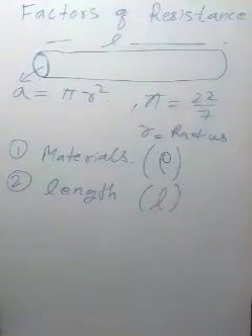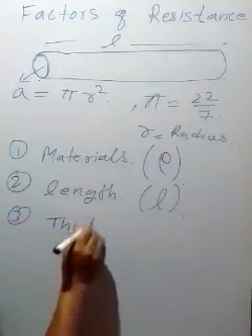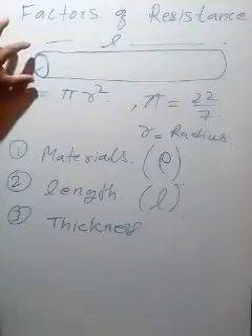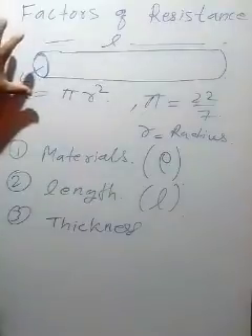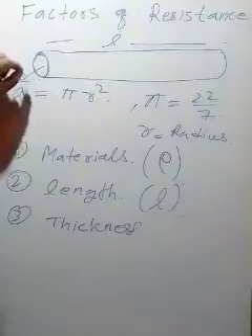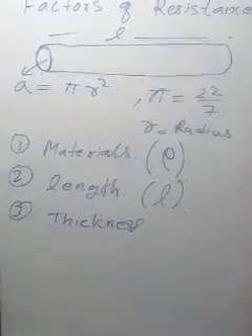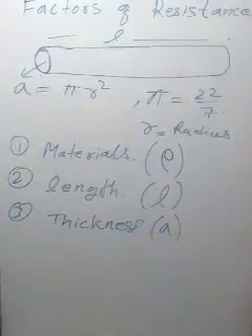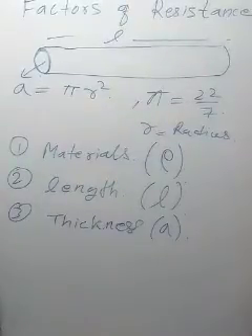Number three is thickness of the conductor. Thickness means how thick it is, that is, the area. If the area is large, the resistance will be different, and if the area is small, the resistance will be different. This thickness is known as area. When you increase or decrease the area, the resistance also changes.